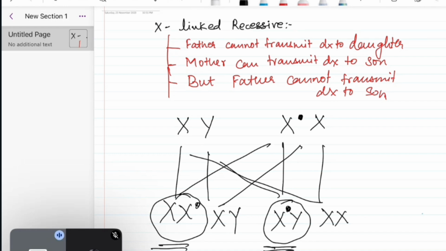Why is this? Because always remember, a male child receives X chromosome from his mother and Y chromosome from his father. Since it's an X-linked recessive condition, the diseased X chromosome that he's receiving from his mother is leading to the diseased condition. Whereas a female receives one X chromosome from her father and one X chromosome from her mother. That's why females have more tendency to be a carrier than being symptomatic. I hope this is clear now.